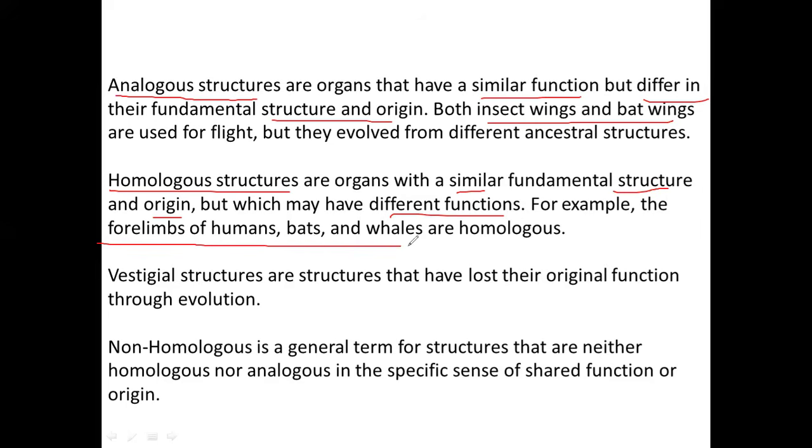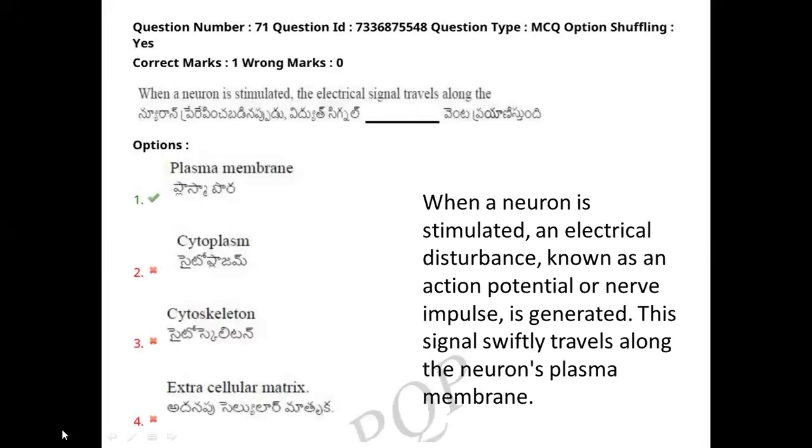Forelimbs of humans, bats, whales are the homologous organs. Done. Their structure and origin are similar, but their function will be different. So humans will walk, bats will fly, whales will swim. Next are the vestigial organs, which have lost their functions. We call them vestigial structures or vestigial organs. Non-homologous is not a generic term to be used in the subject. So analogous organs and homologous organs.